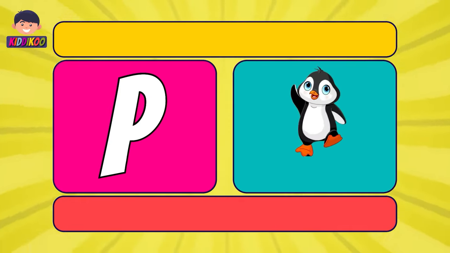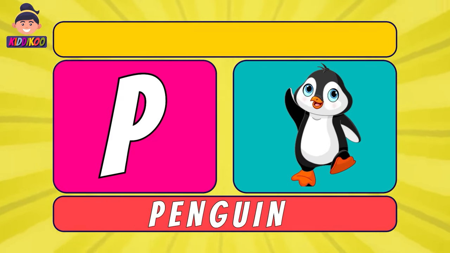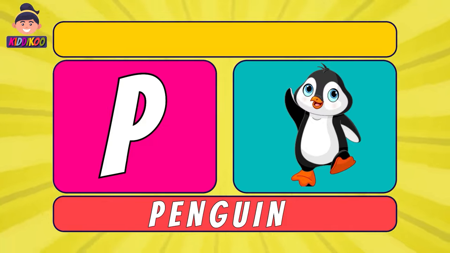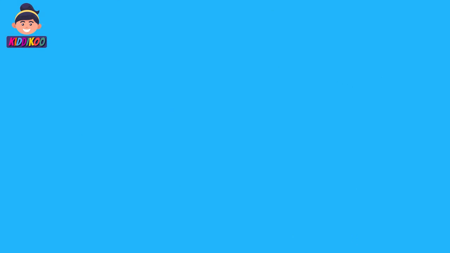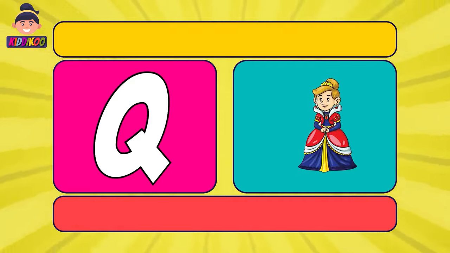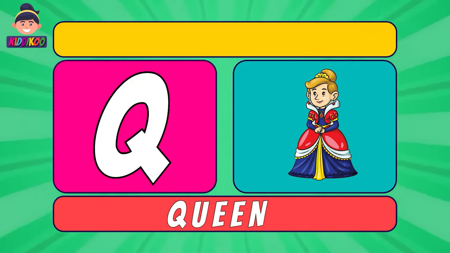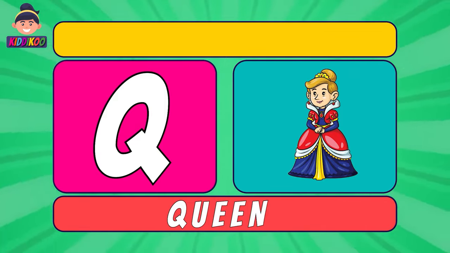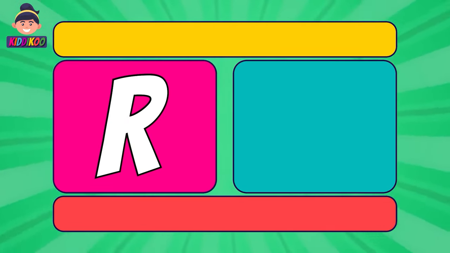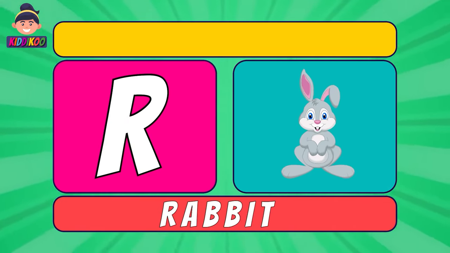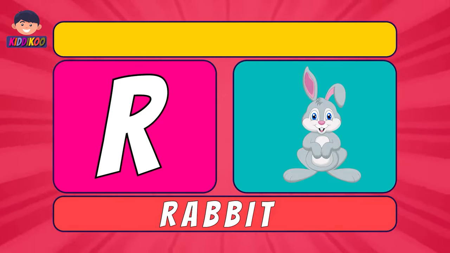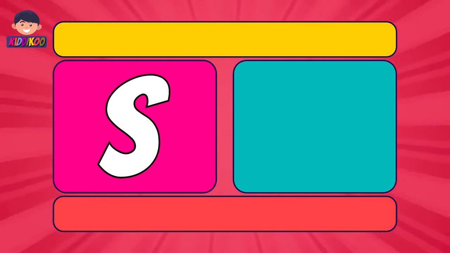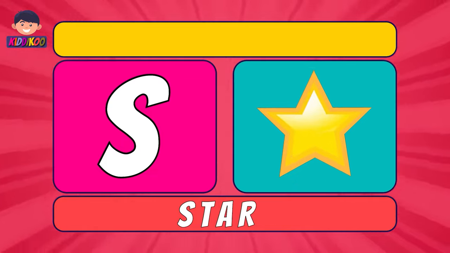Next letter is P. P for penguin. Penguin. Next letter is Q. Q for queen. Queen. Next letter is R. R for rabbit. Rabbit. Next letter is S. S for star. Star.